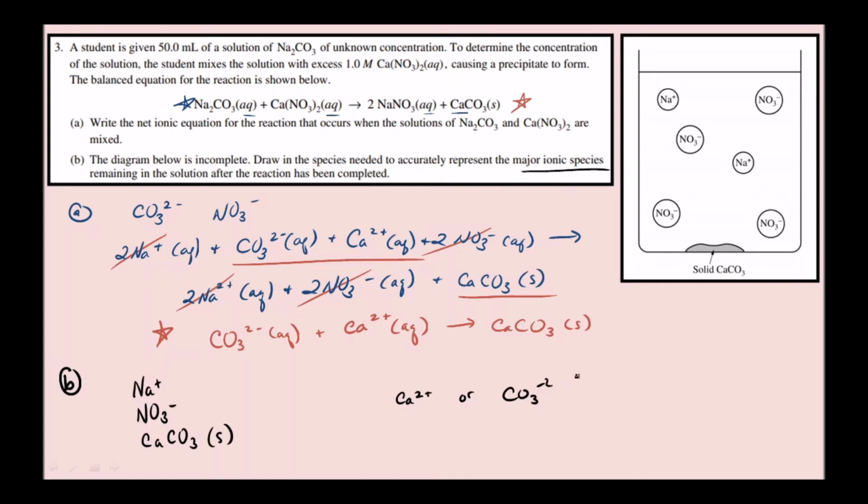The solution is originally sodium carbonate, right? That's what they say. We have 50 milliliters of a solution of sodium carbonate. And then we add excess calcium nitrate. That means that all of the carbonate originally present in the solution, present as aqueous sodium carbonate, has reacted to form solid calcium carbonate. However, because we added excess calcium nitrate, we have excess calcium ions and nitrate ions. Nitrate is already shown in the diagram, so the missing major ionic species then would be the calcium 2+.